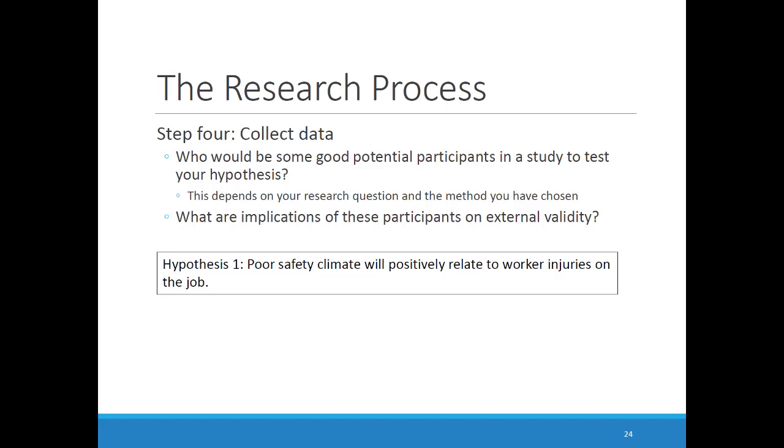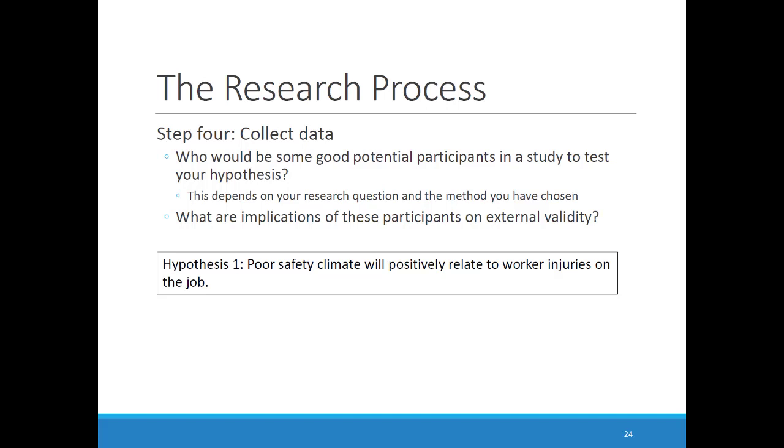So in video 1 we went through the first 3 steps in the research process, and we're picking up today with step 4, which is collecting your data. In this step, the first thing to consider is who would be some good potential participants in a study to test your hypothesis. And so this would depend on your research question and the method that you have chosen. And you want to consider what the implications of these participants are for your external validity of your study.